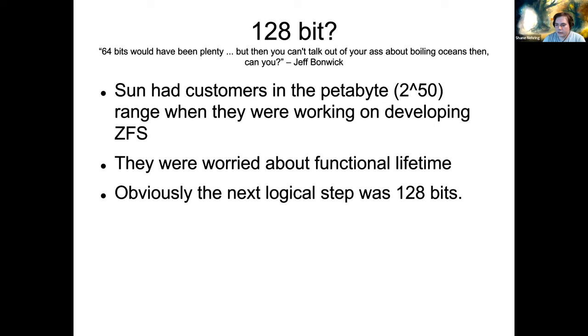ZFS started because Sun, which is regrettably no longer with us, had customers that had large storage needs. This was back in the early 2000s. They already had customers that were storing petabytes of data, and they were worried about scaling, and they were worried about the functional lifetime of their current solution. So they decided to go ridiculous and make it a 128-bit file system.